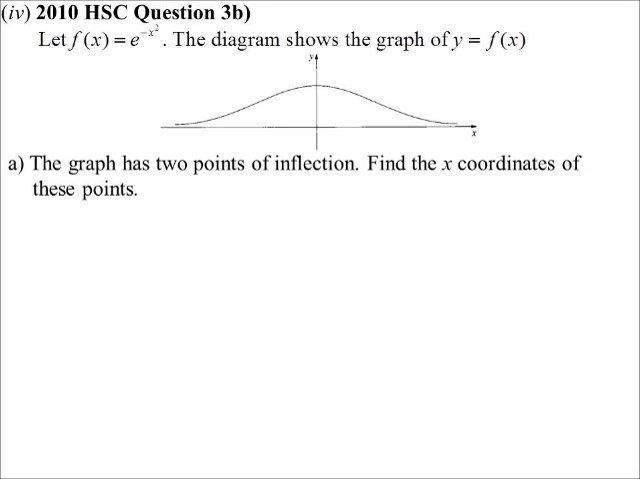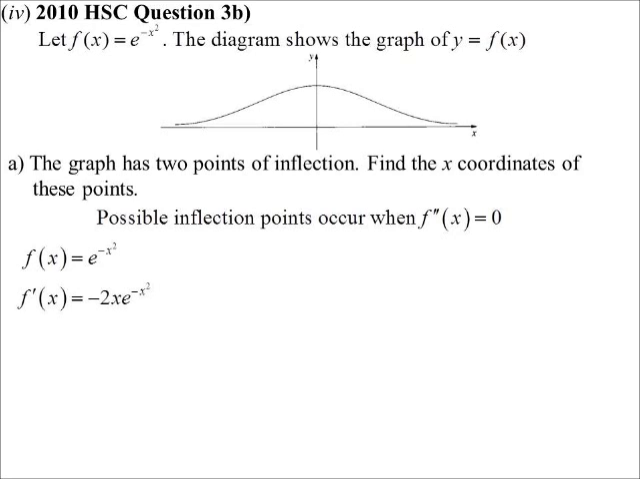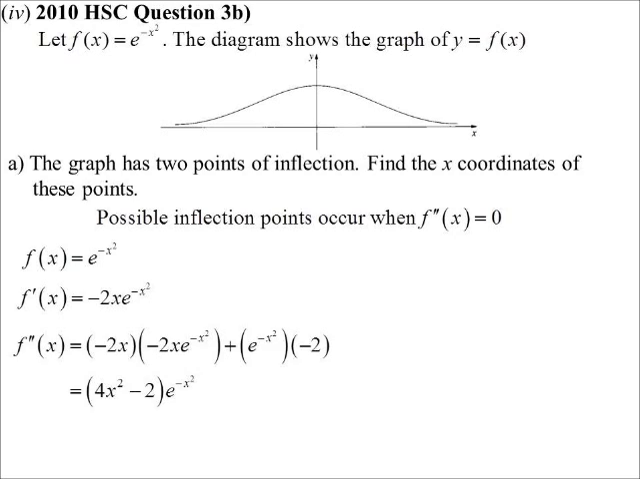Right. In this case, I don't actually have to test. I still need to solve the second derivative is equal to 0, because we've got to find those points of inflection, and we know the possible ones occur when the second derivative is equal to 0. And when I solve that, the first derivative will be minus 2x e to the minus x squared. Second derivative, got to use my product rule, then collecting terms. There it is, 4x squared minus 2 e to the minus x squared.